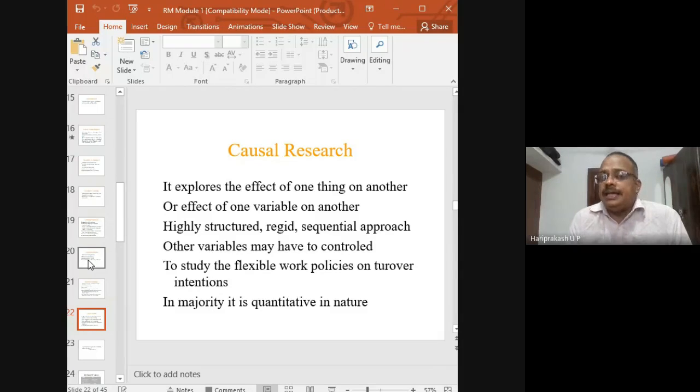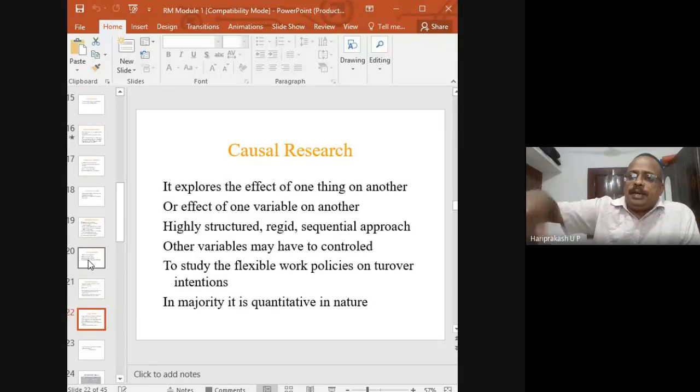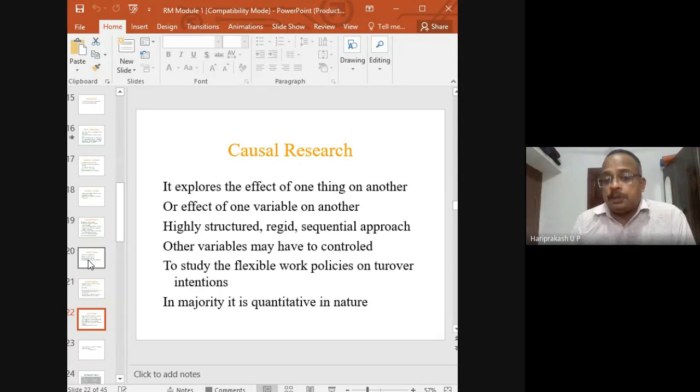This research is highly structured and rigid, and there are steps to follow. A sequential approach is there. Other variables may have to be controlled. Taking the example of sales and advertisement, you know there are so many other factors that influence sales, so in a realistic situation you cannot control other factors. But in laboratory experiments, related to chemistry, physics, electronics, or other areas, causal research can also be done. If other variables are involved, they have to be controlled. You need to know the effect of one independent variable, right? So that will be done. Other variables may have to be controlled.